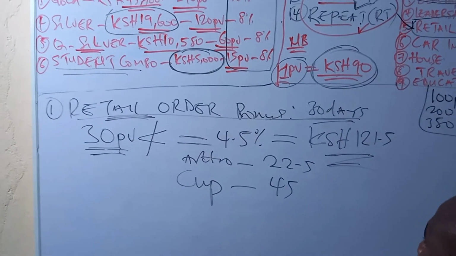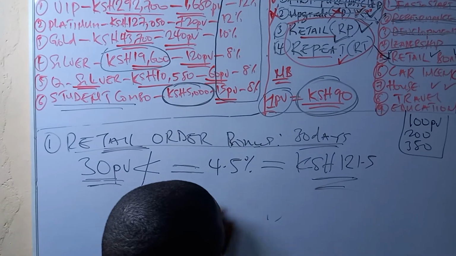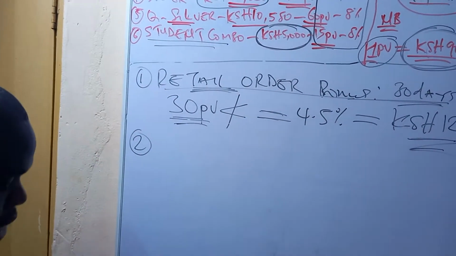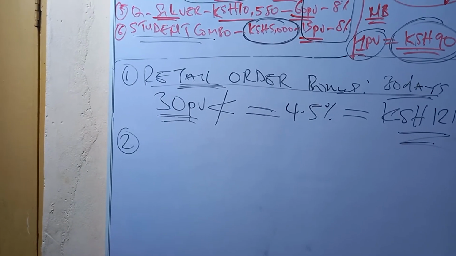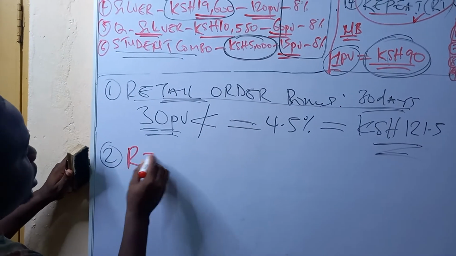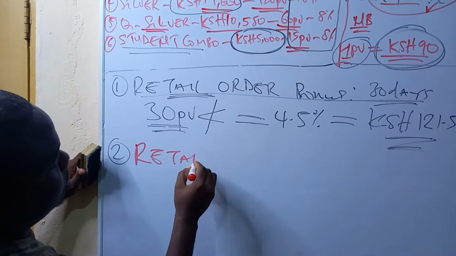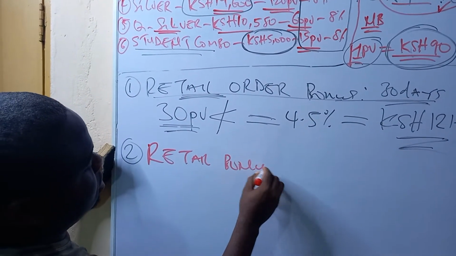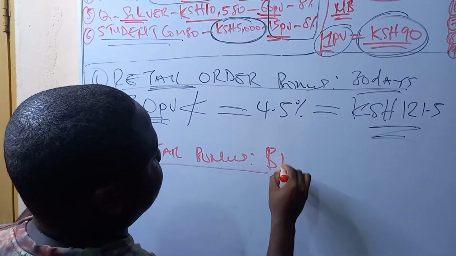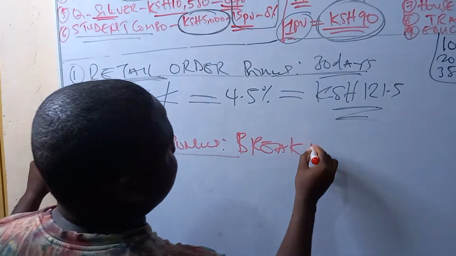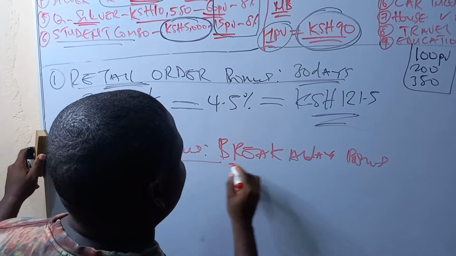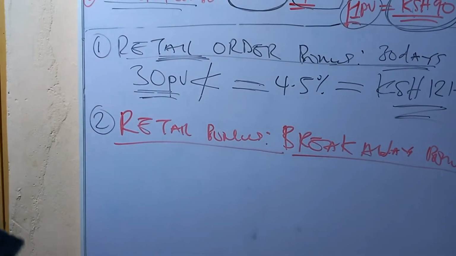So now let's look at the second one, and that is the most beautiful one. We call it breakaway bonus. So number 2. Remember I did mention that the retail bonus alone has 4 ways you get paid, but in this video, we'll focus on just 2. So this one is also retail bonus, still within 30 days. It's always within 30 days. But this one, we call it breakaway bonus. Now, how do we get paid on that?